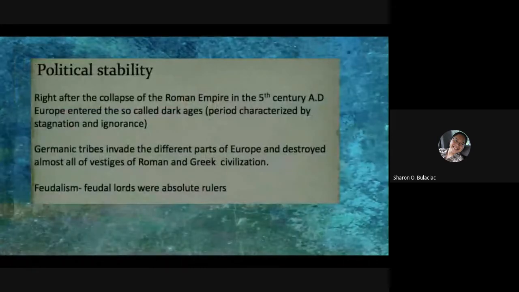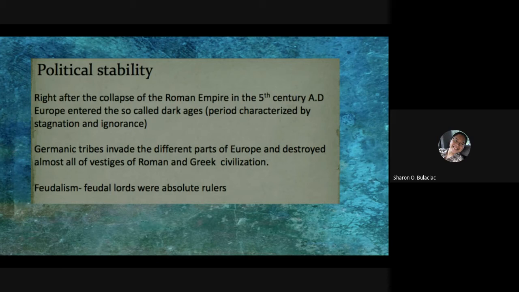So here, with the political stability, actually, as I mentioned kanina, they experienced political instability. So bakit instability? Kasi right after the collapse of the Roman Empire in the 5th century AD, Europe entered what we call the Dark Ages. So itong Dark Ages, this is the period characterized as being where Europe experienced stagnation and ignorance.